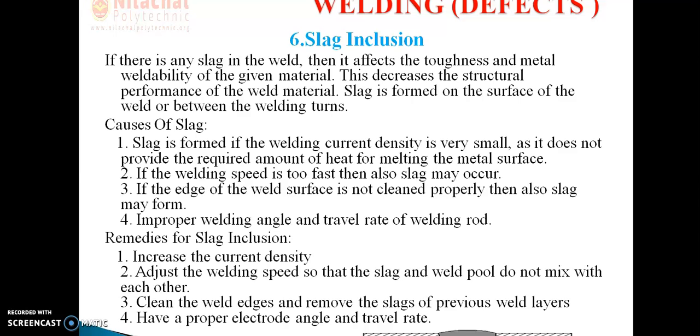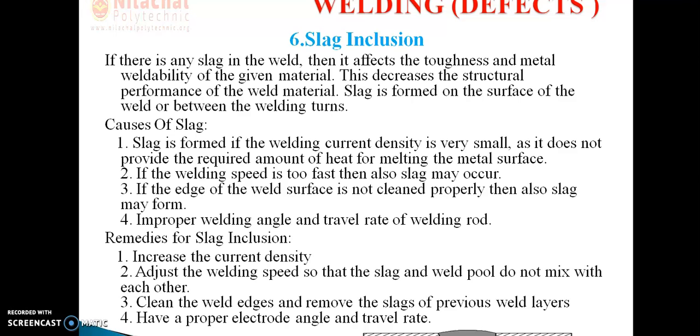The remedies are: number 1, increase the current density; number 2, adjust the welding speed so that the slag and weld pool do not mix with each other; number 3, clean the weld edges and remove the slag of previous weld layers; number 4, have a proper electrode angle and travel rate.